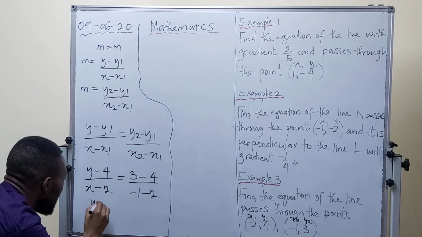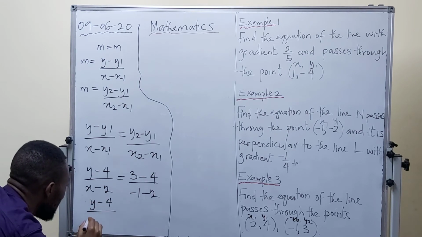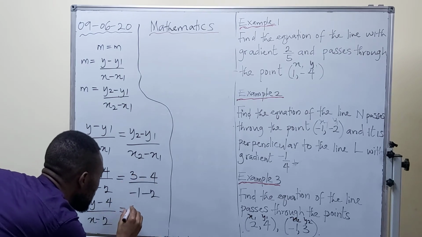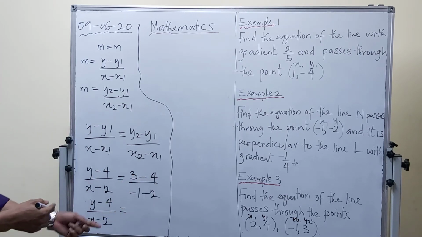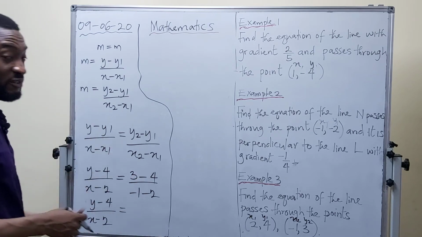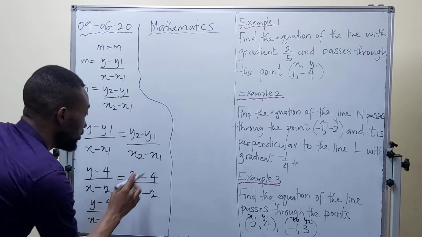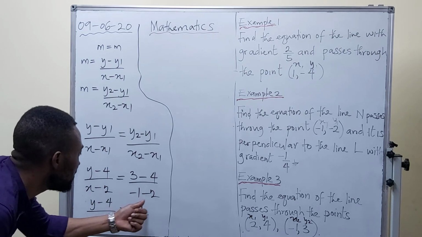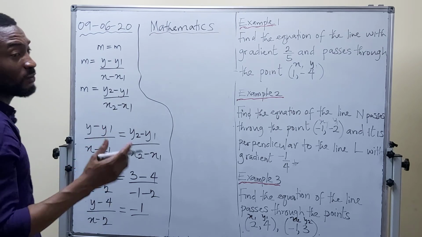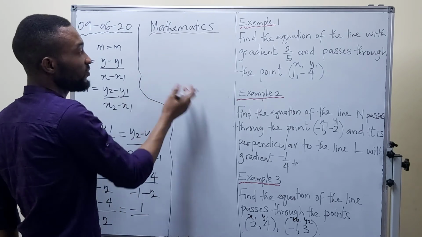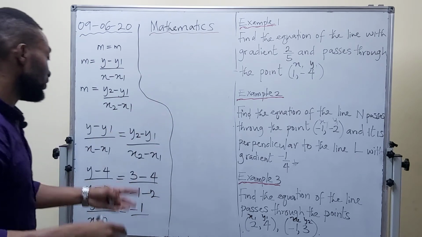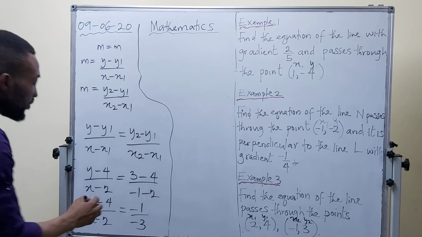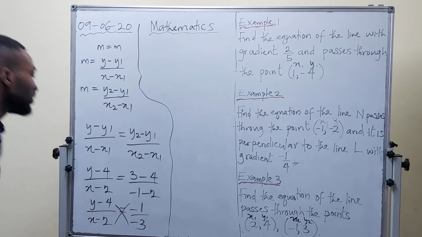Let me see. y minus 4 over x minus 2 is equal to 3 minus 4. Then we have 4 is bigger than 3, so 3 minus 4 will always give us negative 1. So we have minus 1 over minus 1 minus 2. Definitely if you have minus 1 and you put minus 2, that means you are owing 3, so that is minus 3. From here I can make my cross multiplication.